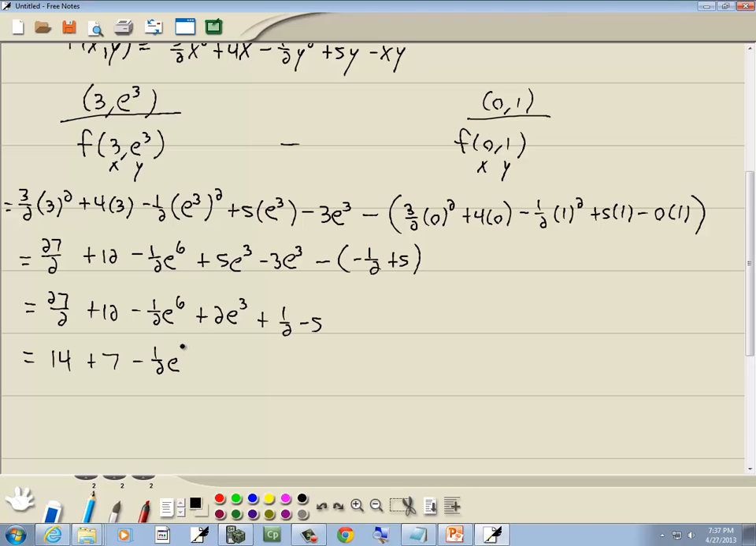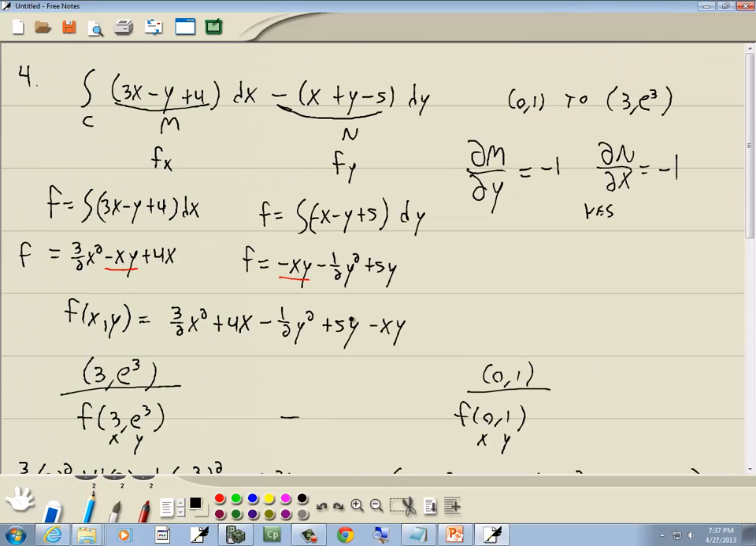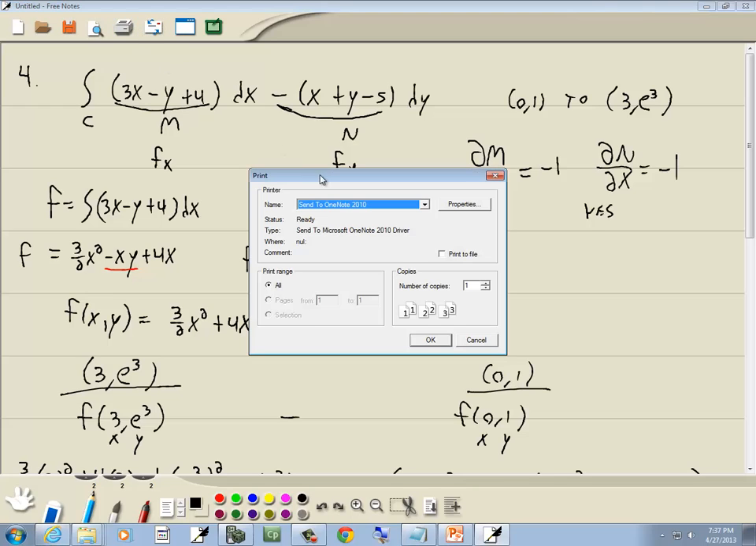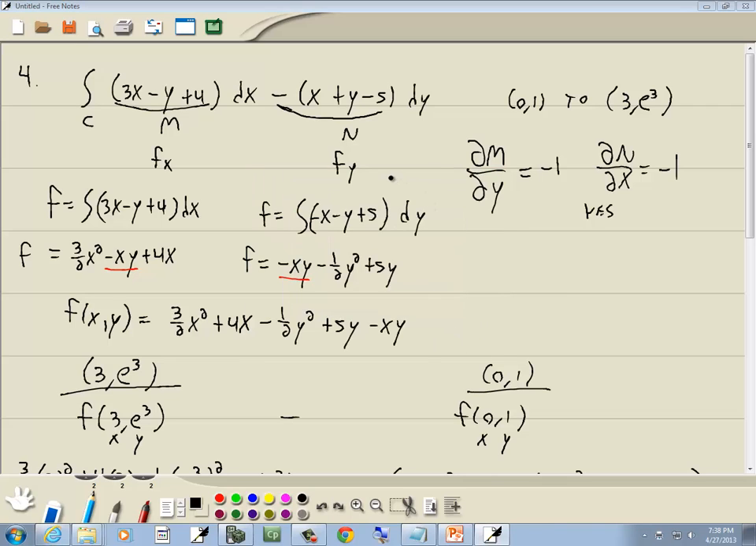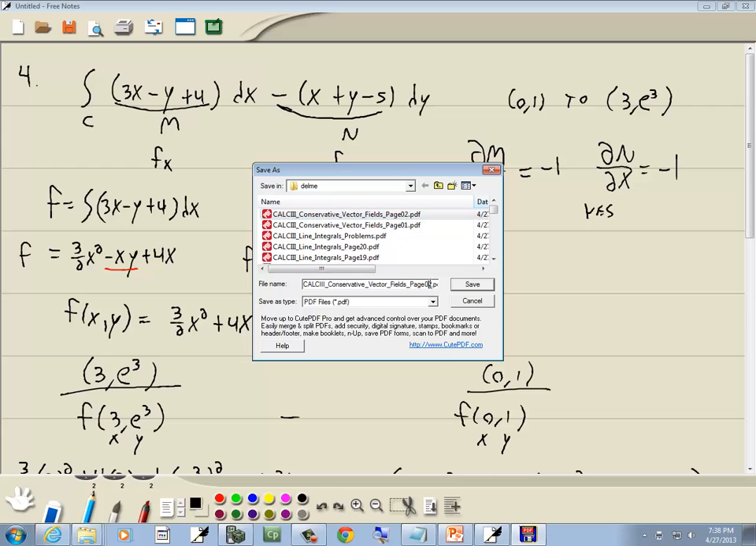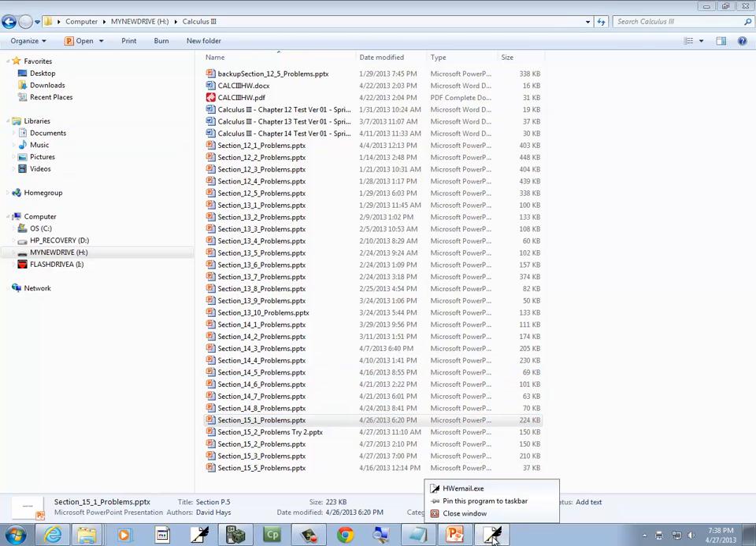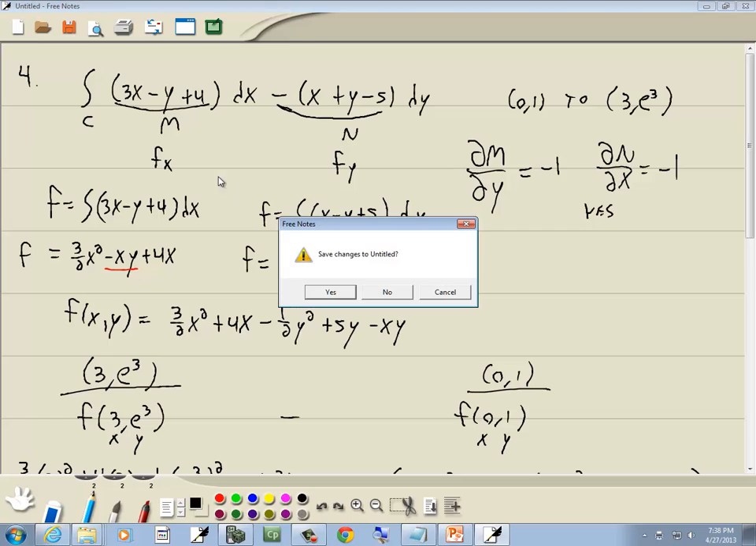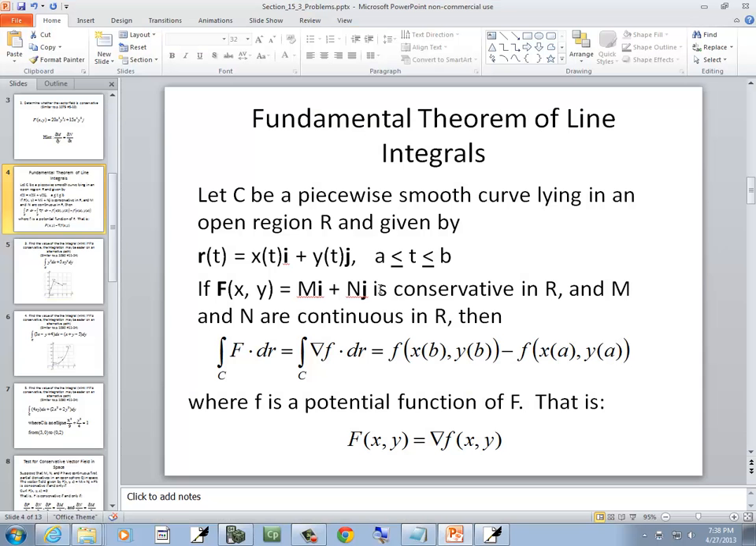Minus 1/2 e to the 6 plus 2e to the third, which gives us 21 minus 1/2 e to the 6 plus 2e to the third. And that's our answer. And you see it's still a little bit of work, but not as hideous as before. So let's save that. And let's look at our next problem.